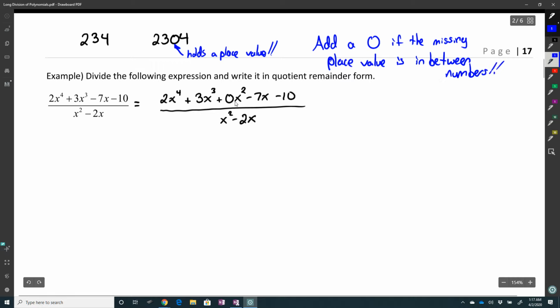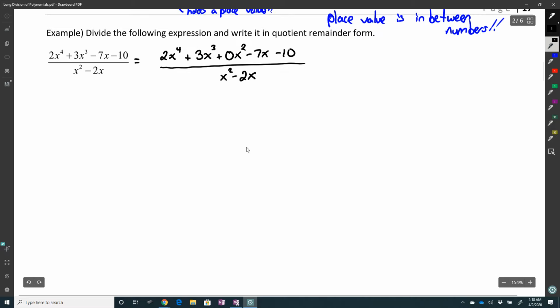So here the x squared is in between x cubed and 7x. Here there's really a plus 0, but we call that a trailing 0. Since the plus 0 is all by itself on the end, it's not sandwiched between two other things, I can actually leave it off and I won't have any issue with the problem. Okay, so if your 0 is sandwiched between stuff, you have to add it. And now let's go ahead and do this problem.